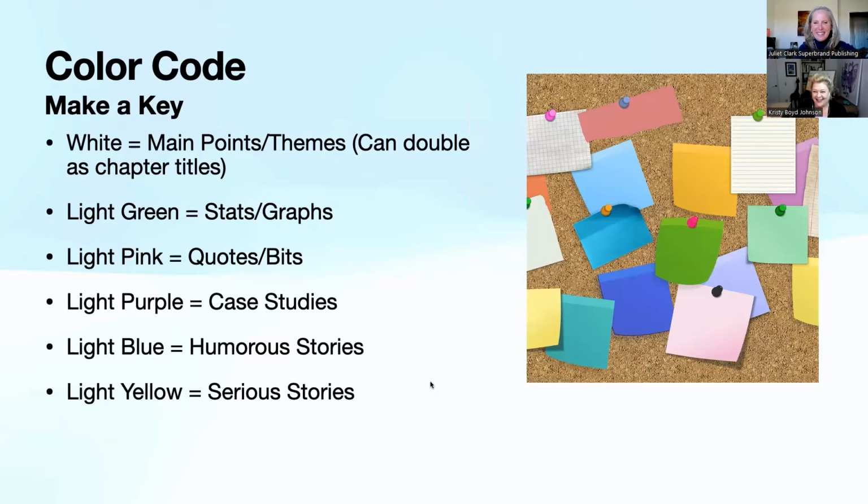Yes, exactly. So what we're going to do first is make a color code, which I literally make as a key with the cards. And I keep it with a simple paperclip, because I forget what job I assigned to which color and I get mixed up. So I like to have it right in front of me. So white is your main point. It can also double as chapter titles. I'm going to show you how to lay it out in a minute, but right now just write down the key: white is your main point and your themes.